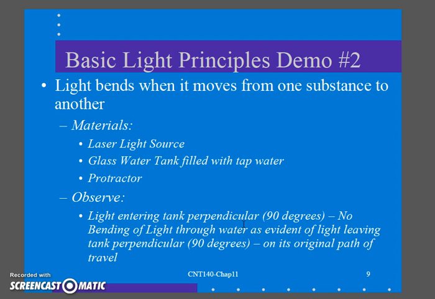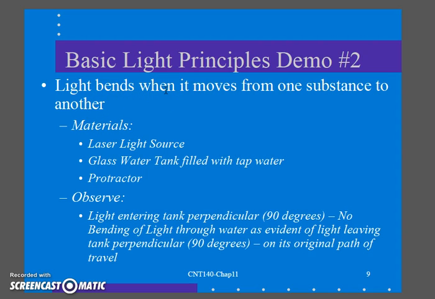Now this is really important because as I'm talking fiber optic, if you remember back when we talked in CNT140 about fiber construction in Chapter 5 in this class, we talked about the core and cladding of the fiber. The core is one substance, the cladding is a different substance. Well, they're both glass, but they have different indices of refraction. So as light is going to leave the core and hit the cladding, it's going to bend.